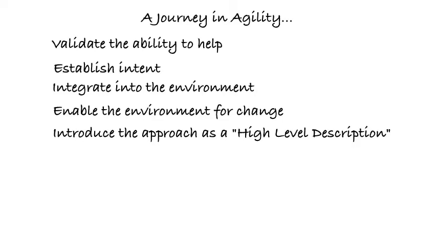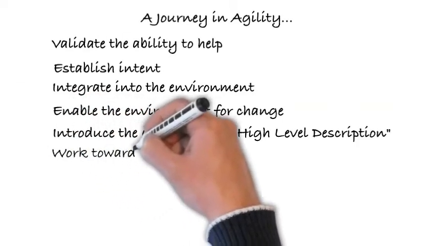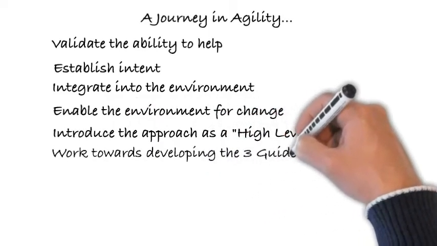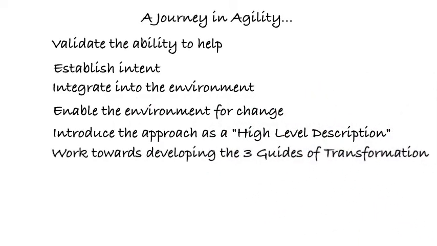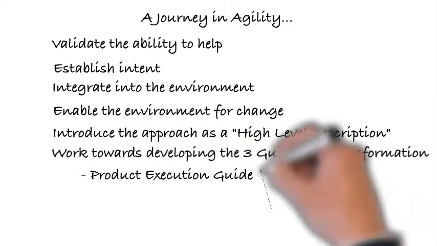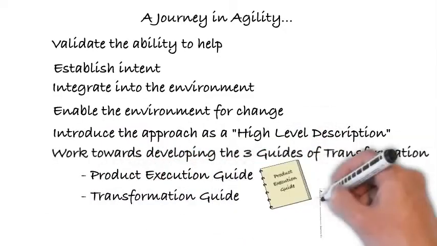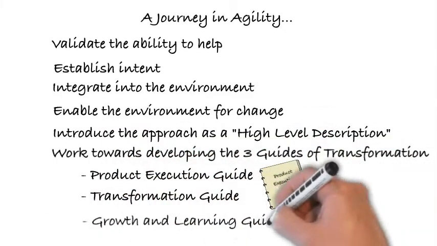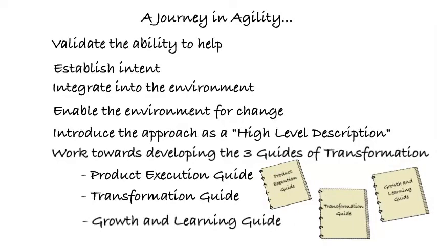Throughout this transformation, we need to document what we're doing, and this comes in the form of the 3 guides of transformation. They are the Product Execution Guide, the Transformation Guide, and the Growth and Learning Guide. We will discuss each of these in more detail a little bit later.